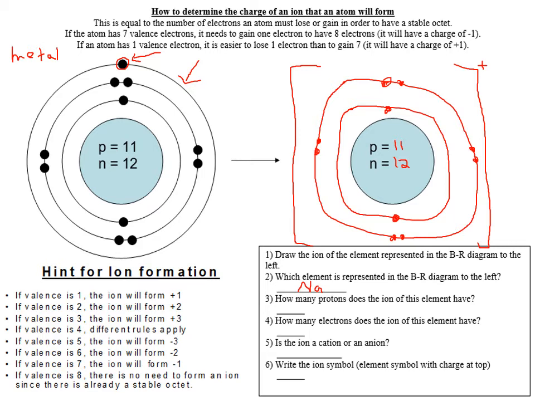How many protons does the ion have? Well, the ion has 12 protons because proton number does not change. Okay, sorry, I shouldn't have said 12. I should have said 11 protons because proton number does not change. How many electrons does the ion have? Well, we lost an electron. So initially, sodium had 11 electrons, but because we lost one, there's now 10 electrons left. This ion is a cation.